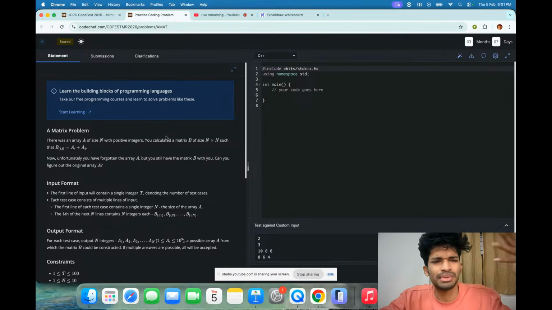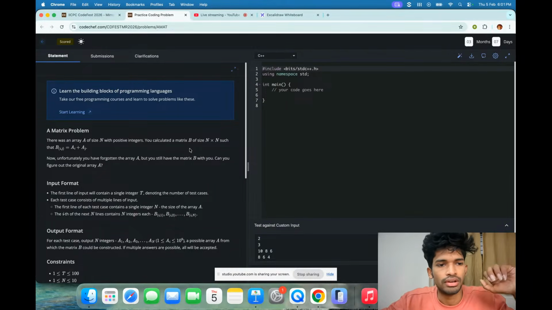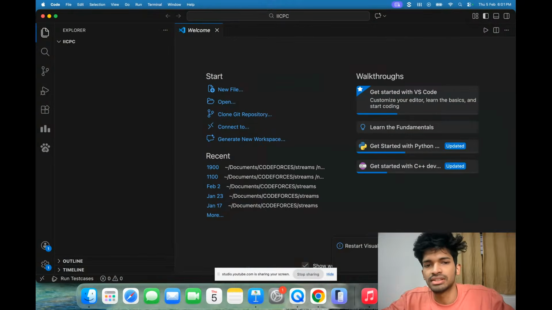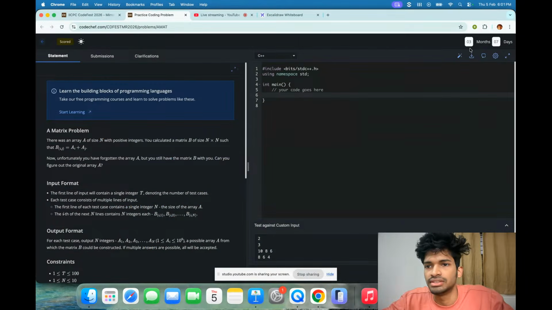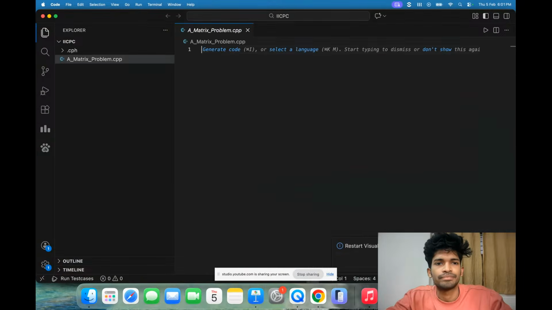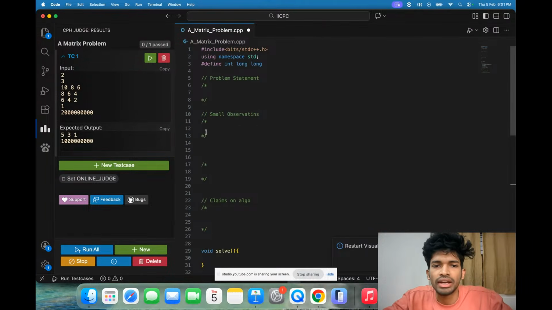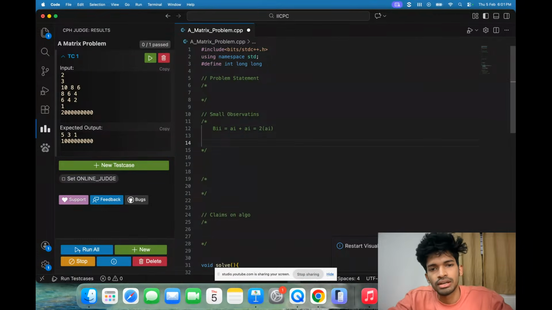So let's go for something symmetrical, like the sum of everything, or the sum of the diagonal. What does the sum of the diagonal have? Let's go for something symmetrical that you can get out of it easily. If you see, the sum of the diagonal is B_ii equals A_i plus A_i, which equals 2 times A_i, right?